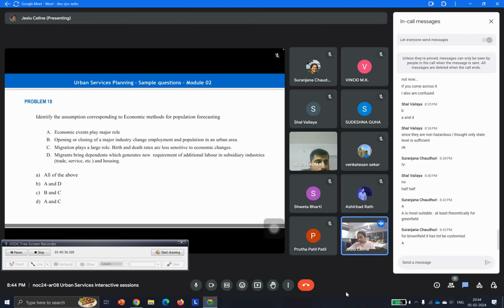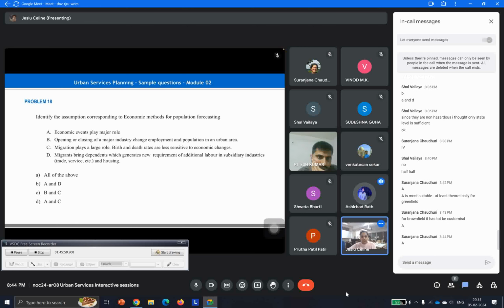Identify the assumption corresponding to economic methods of population forecasting. A, economic events play a role. B, opening or closing of a major industry changes employment and population in an urban area. C, migration plays a large role; birth and death rates are less sensitive to economic changes. D, migrants bring dependents, which generates new requirements and additional labor in subsidiary industries and housing. So all of the above, yes, very good. All of the above play a major importance. So this comes under the economic method. Since we discussed before, I'm not going into the details again.